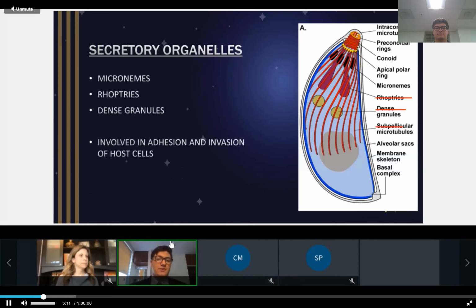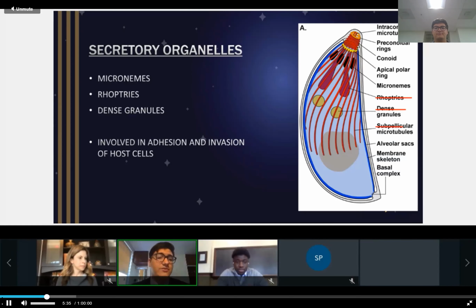So as I was talking about the apical end here, there are many different secretory organelles in Toxoplasma gondii, including, as you can see here, these black organelles here are the micronemes, these pink ones here are the rhoptries, and these yellow ones are the dense granules. And these are really important because they secrete proteins that are involved in the adhesion to the membrane of a host cell, and then also proteins that go in and are involved in the invasion of that. So they actually invade into the cell, and once they invade into these cells, then they can reproduce inside of them.